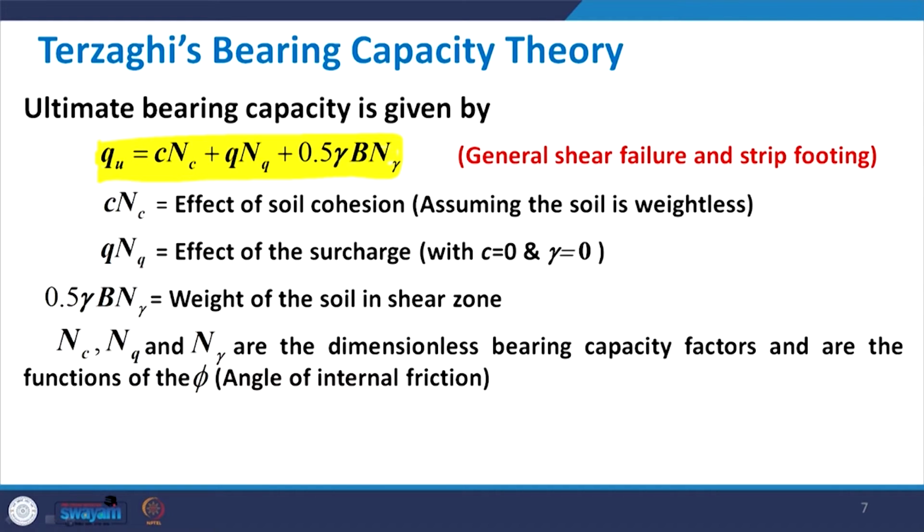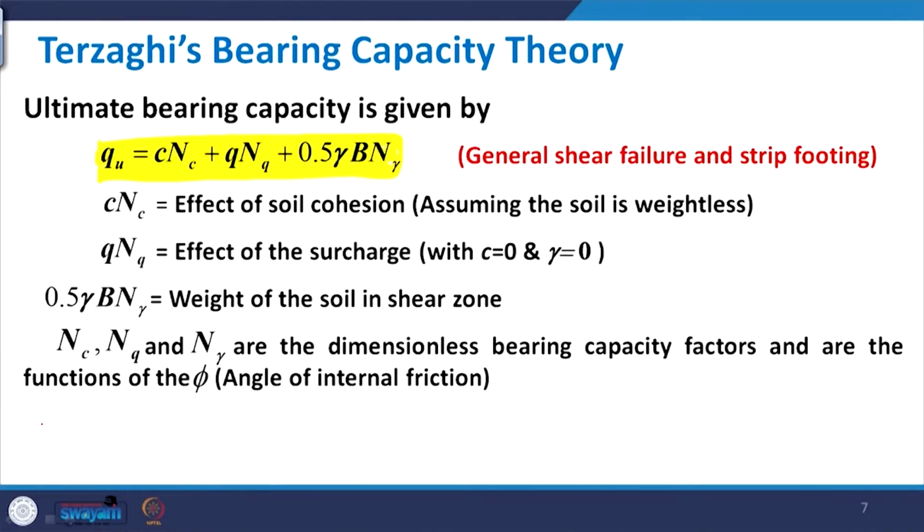In this case there are three terms. The first term is c Nc, which is the effect of soil cohesion, assuming the soil is weightless. The second term is q Nq, the effect of surcharge, where q is gamma times Df, that means unit weight multiplied by the depth of the footing. Then the third term is 0.5 times gamma times B times N gamma, which represents the weight of the soil in the shear zone.